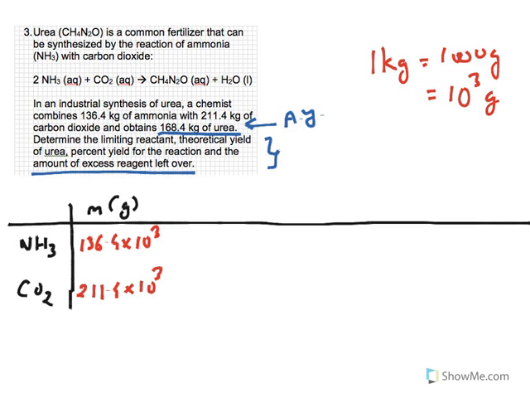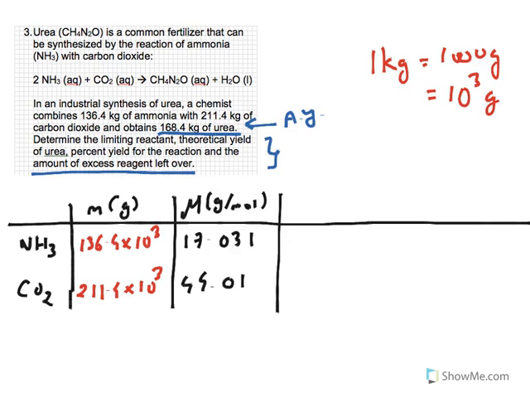Now that we're done with the masses, we can include the molar mass, in grams per mole. From the periodic table, we will have 17.031 for the molar mass of NH3 or ammonia, and for carbon dioxide, we will have 44.01. Next, we can calculate the moles, once again, either using the units that we're given, grams divided by grams per mole, or we can use the formula, moles equals mass over molar mass.